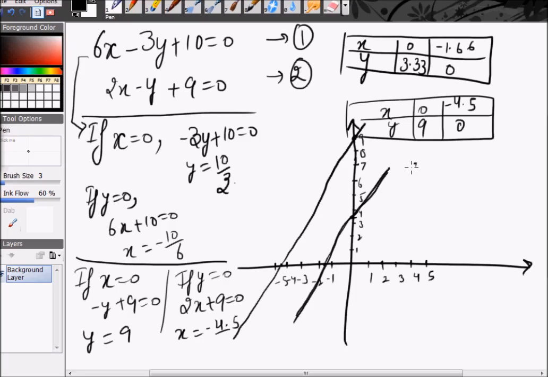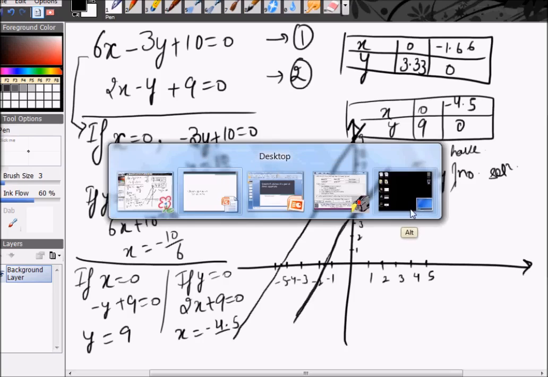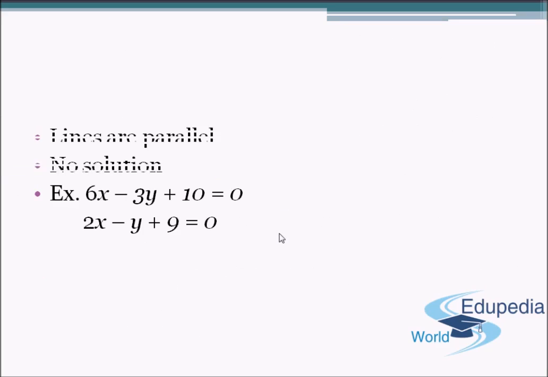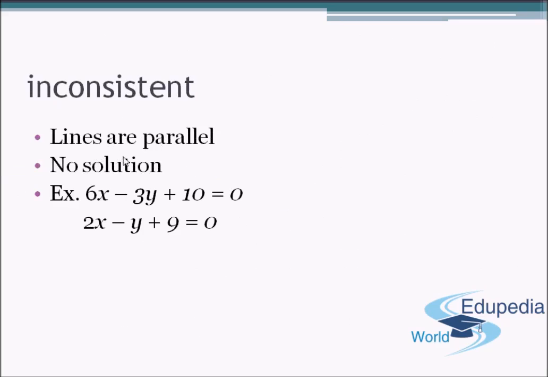Thus, they have no solution. So, for a parallel pair of lines, we have no solution. That is, lines are parallel and we have no solution. Such a pair is known as an inconsistent pair.